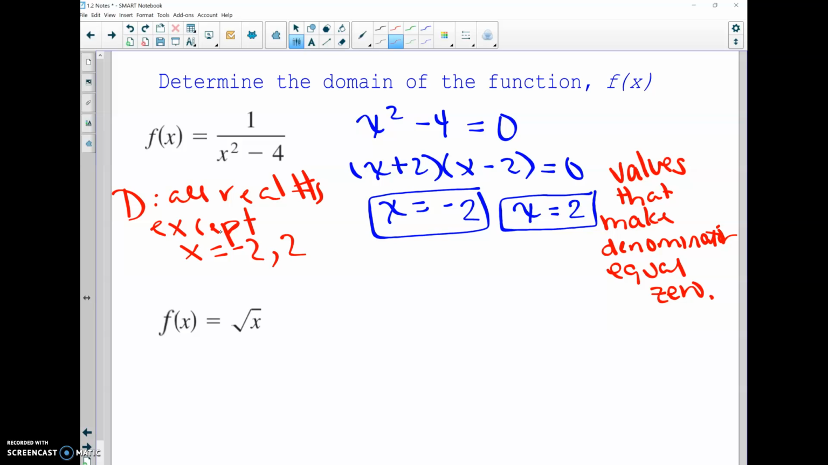For the bottom example, f of x equals the square root of x. You cannot take the square root of a negative number because that would be an imaginary number. So for the square root ones, you set the entire radicand, the thing inside the square root, to be greater than or equal to 0. If you had x plus 7, you would need to solve that inequality x plus 7 is greater than or equal to 0. You can take the square root of 0. So for this one, since there's nothing we need to simplify, your domain would be x is greater than or equal to 0.